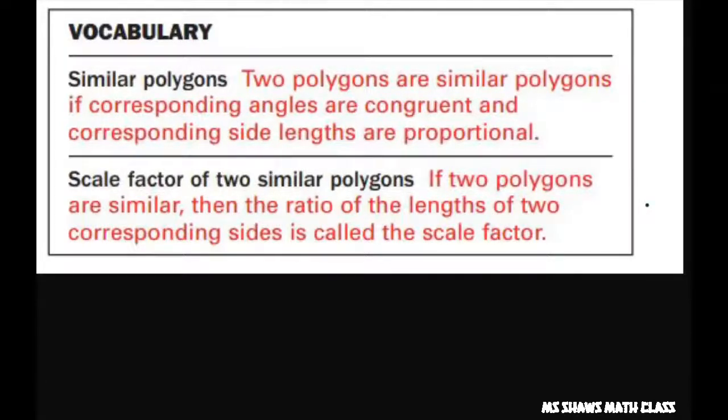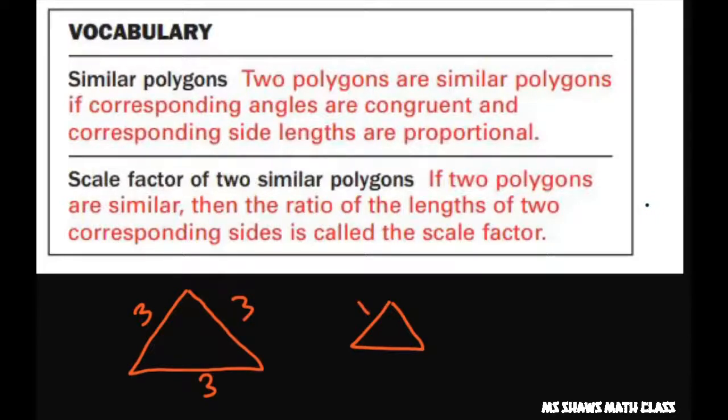Two polygons are similar if corresponding angles are congruent and the corresponding side lengths are proportional. So for example, if I have two triangles, and I'll make this one smaller, and if this is 3, 3, 3, and this one's 1, 1, 1, our angles would be the same. These are equilateral triangles, so our angles would all be 60 degrees. So all the measures of the angles.